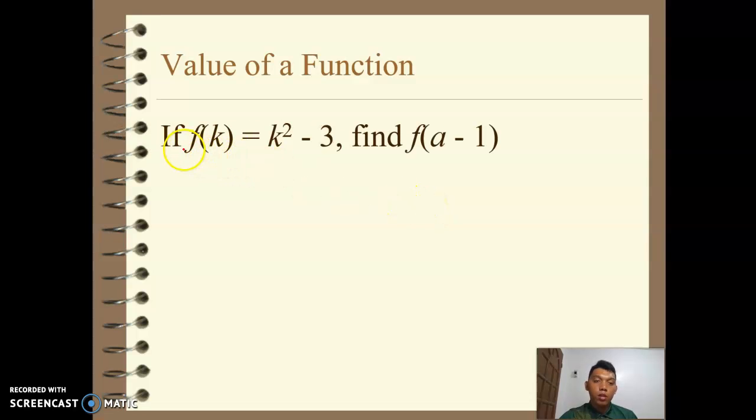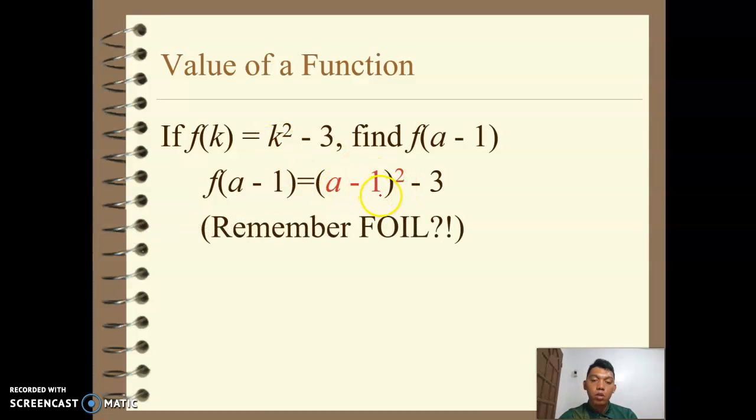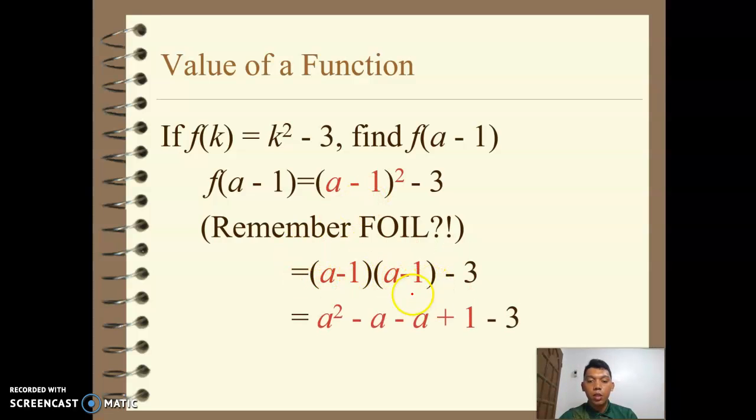Another one: if f of k is equal to k squared minus 3, find f of a minus 1. So you square a minus 1. You can use the FOIL method if that's what you want, or you can use the pattern. Remember the pattern, the perfect square trinomial? So a minus 1 times a minus 1 minus 3, then FOIL. This becomes a squared minus 2a plus 1 minus 3. Plus 1 minus 3 is negative 2. So simply a squared minus 2a minus 2.